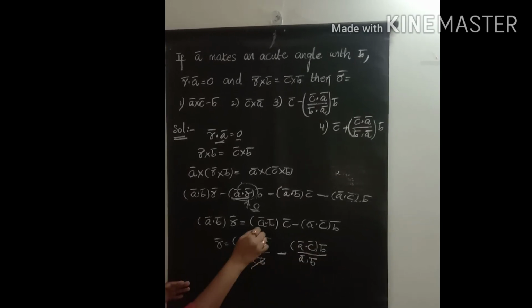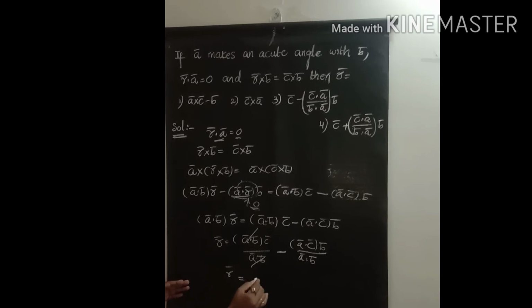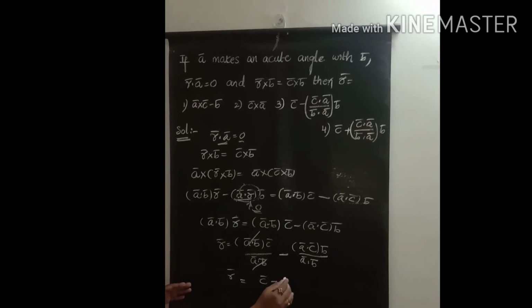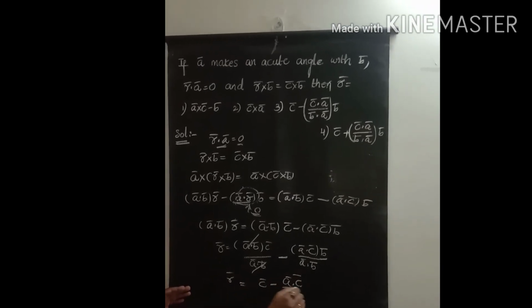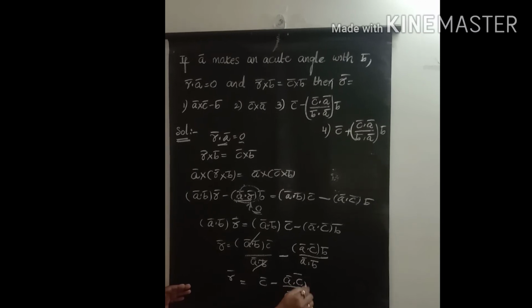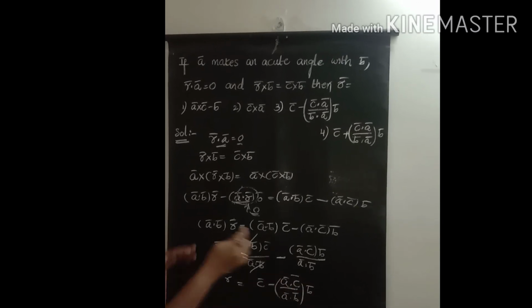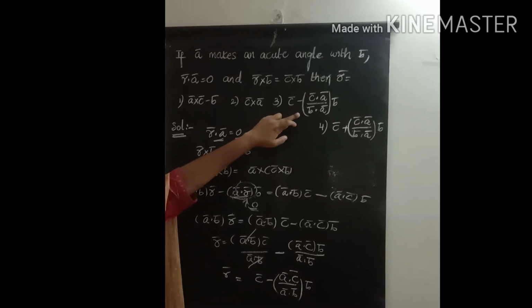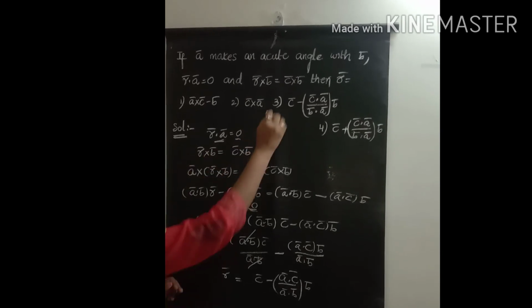So here a·b gets cancelled. Therefore the value of r̄ is equal to c̄ minus (a·c)/(a·b) into b̄. c̄ minus (a·c)/(a·b) into b̄, which is the third option.